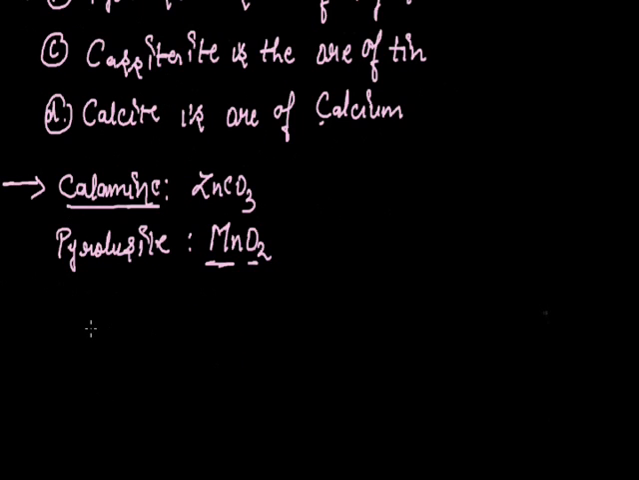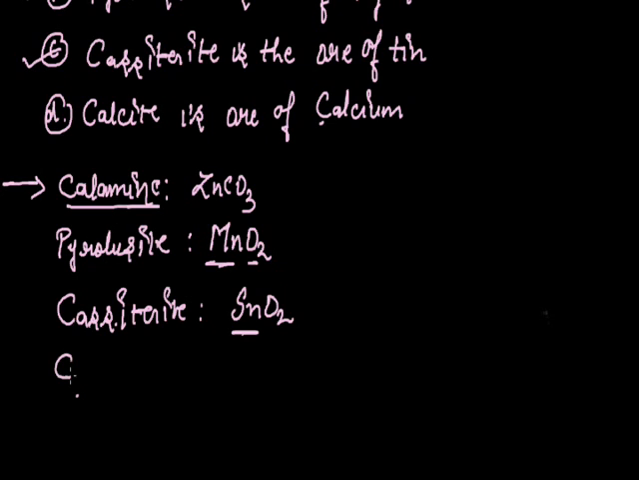Again, cassiterite is an ore of tin. The formula of cassiterite is SnO2. Sn is the symbol of tin, that is stannum. That means this is a correct statement. Then calcite is an ore of calcium. Calcite is CaCO3. Yes, it's a correct statement. It is a carbonate ore of calcium. That means options A, C and D are correct.